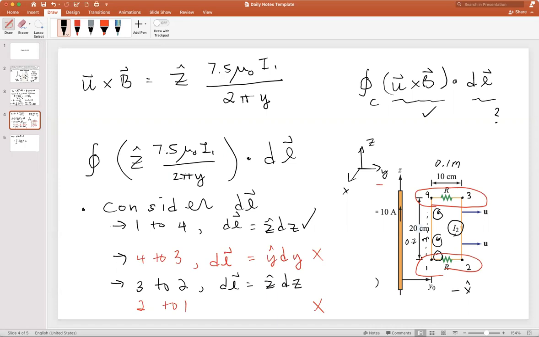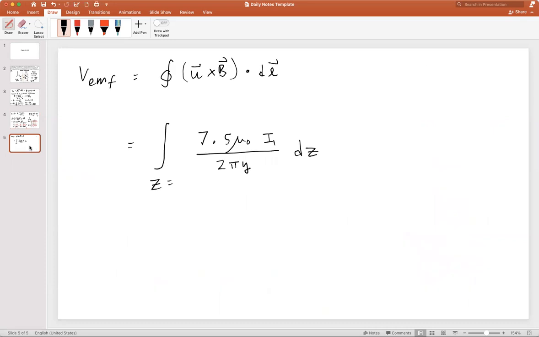Now, we know that the length of the loop is 20 centimeters, but we aren't given an origin here. So for convenience, let's say that this is y equals 0. This will make it easier to integrate from y equals 0 up to an upper limit of 20 centimeters.